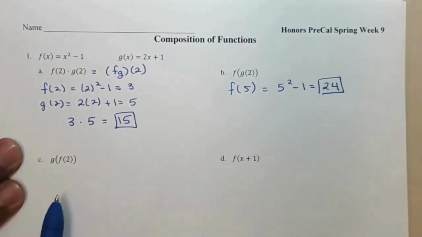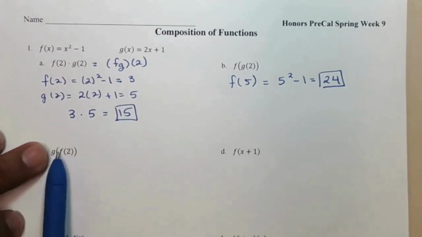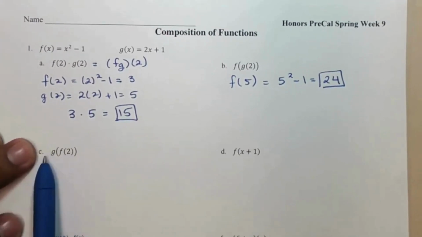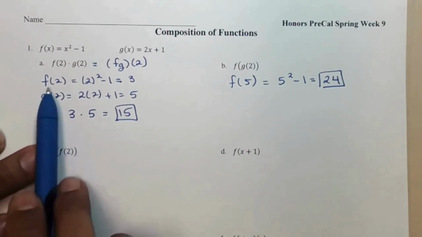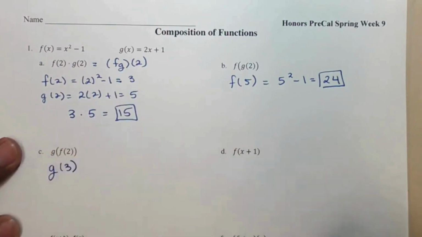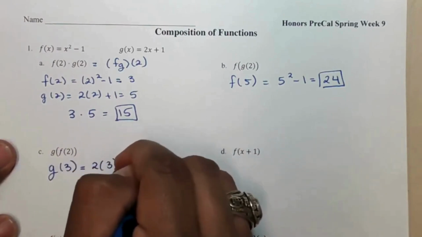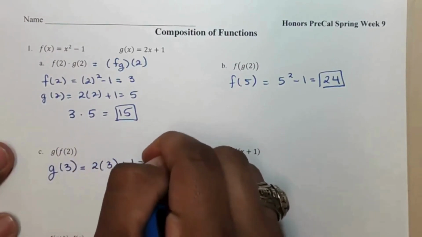Well, it does matter what order you're doing this in. If we're doing g of f at 2, that means I'm figuring out what f at 2 is and plugging that into g. Well, f at 2 we figured out earlier was 3. So all I'm going to do now is figure out what g at 3 is. So 2 times 3 plus 1 ends up being 7.